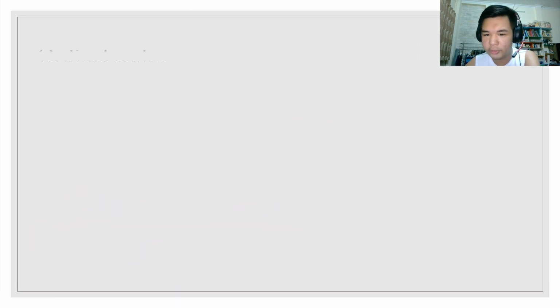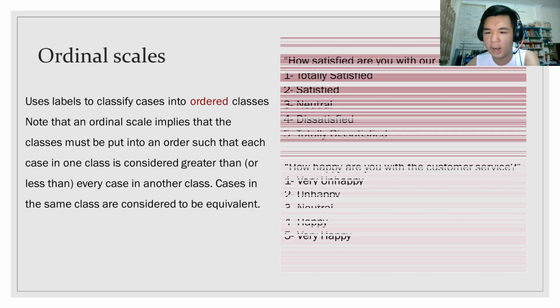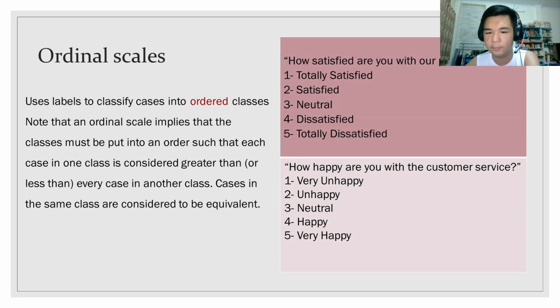Next is the ordinal scale. Ordinal scale represents a higher level of measurement than nominal scale that reports the ranking and ordering of the data without actually establishing the degree of variation between them. Ordinal scale uses labels to classify cases into ordered classes. Note that an ordinal scale implies that the cases must be put into order, such that each case in one class is considered greater or less than every case in another class, and cases in the same class are considered to be equal.